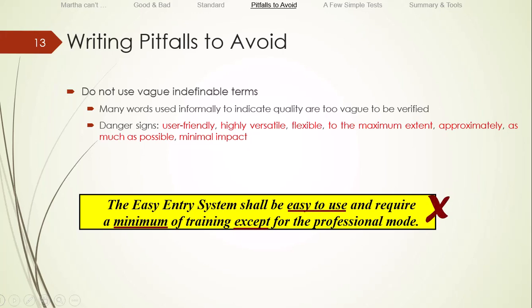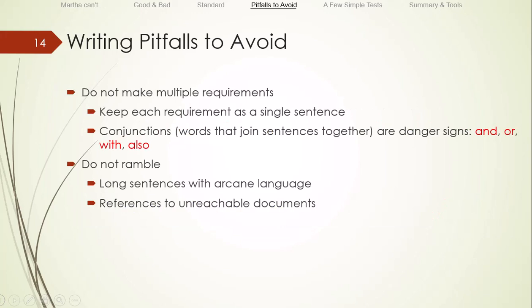Shall be easy to use and require a minimum. This means this is badly written. Do not make multiple requirements. Keep each requirement as a single sentence. This means each requirement should be inside one particular sentence.